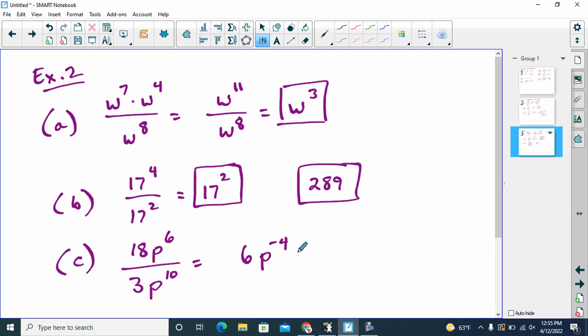Notice the p has a negative exponent, which means it needs to get moved. P to the -4th becomes p to the +4th, but on the bottom. The 6 does not have a negative exponent, so it stays on the top. 6 over p to the 4th.